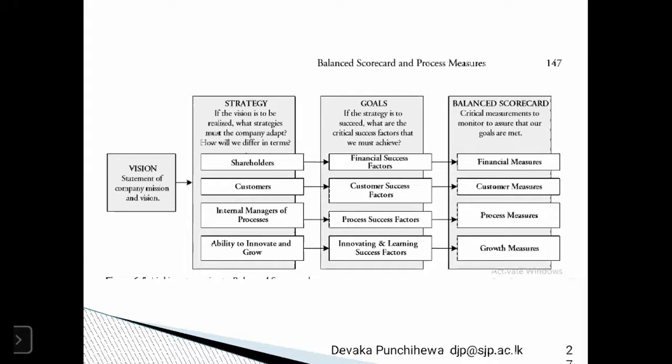Then, with the balance scorecard approach, there are critical measures to monitor to assure that our goals are met, right? Whether these goals are met, they would look into with the balance scorecard. When it comes to financial success factors, financial measures. When it comes to customer success factors, customer measures. Process success factors, process measures. Innovation and learning success factors, growth measure. Right? This is how Kaplan and Norton propose us to align our strategy to the performance of the organization, right?